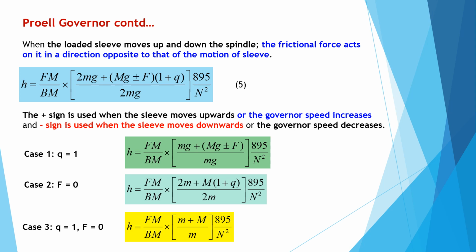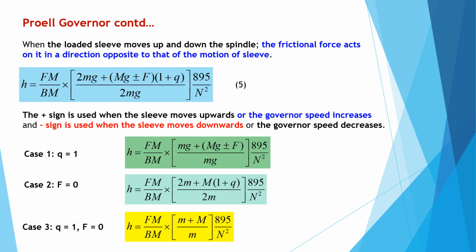Case 1 is when the length of the link is equal to the length of the arm, or we can say tan alpha is equal to tan beta, then q is equal to 1. Then the height of the governor h is equal to FM upon BM into mg plus capital Mg plus or minus f, divided by the small mg, multiplied by 895 divided by N square.